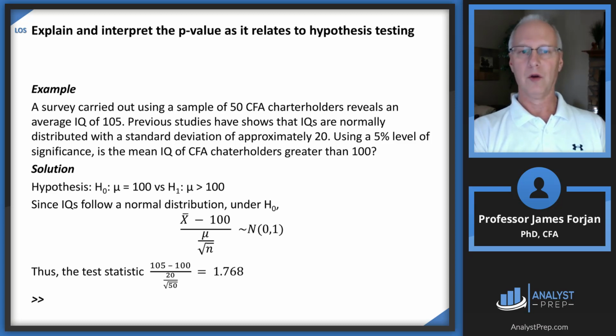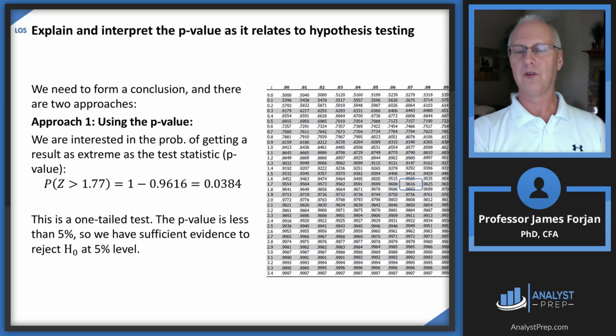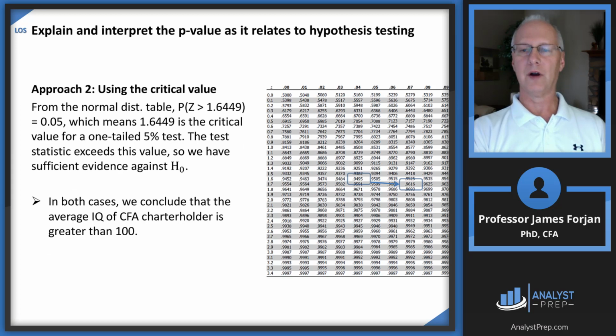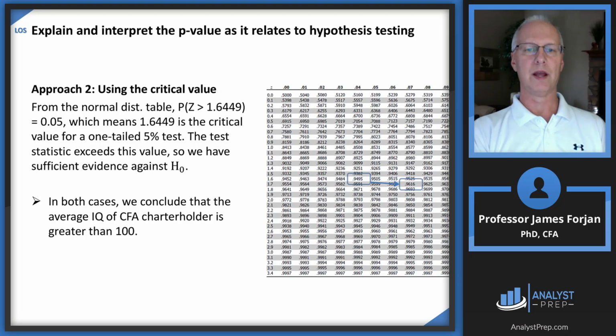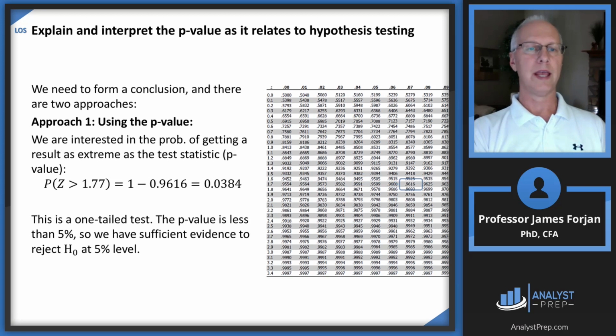All right, and so sure, 105 is greater than 100 mathematically, but is it statistically greater than 100 given the sample size and given the standard deviation? And with the p-value, we said yes, it is, because 0.0384 is less than 0.05. And with the critical value of the z distribution, we say yes as well, because 1.77 is greater than 1.64. And so the summary here is that when you have this test, you can use either the critical value approach or the p-value approach, and you'll arrive at the same conclusion.